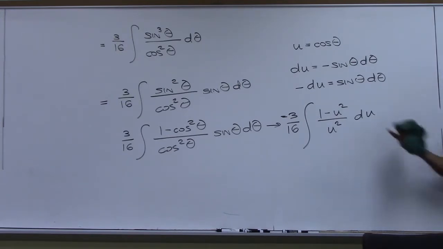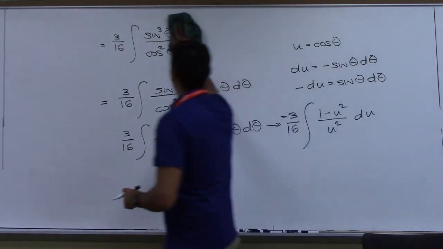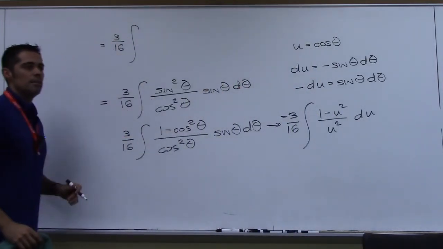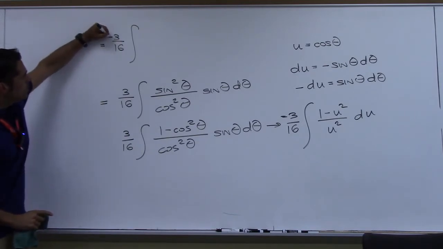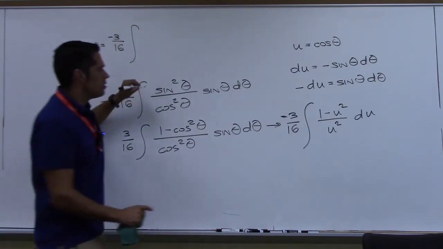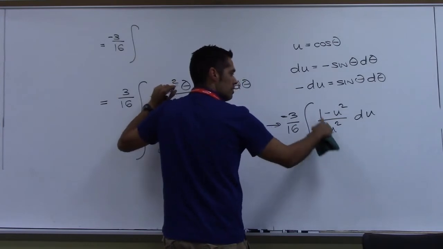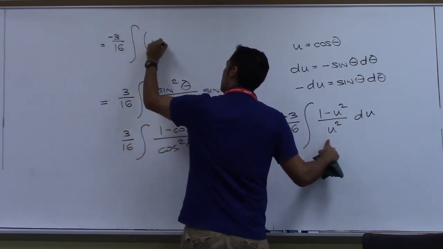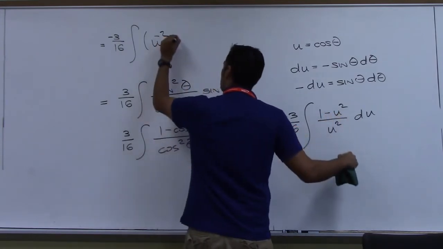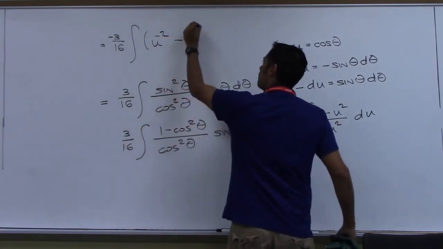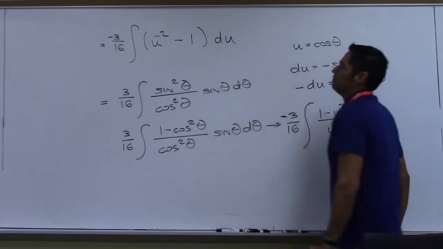And how do we handle that? Split it up into 2 separate integrals, or 2 separate pieces, because you have a single denominator. So here's your negative 3/16 integral 1 over U squared, which is the same as U to the negative 2. And then minus U squared over U squared is 1 du.